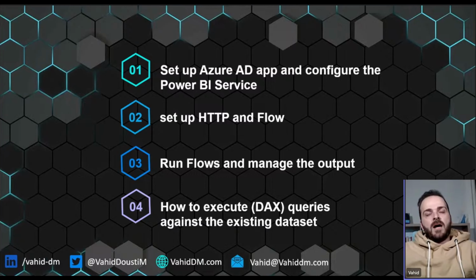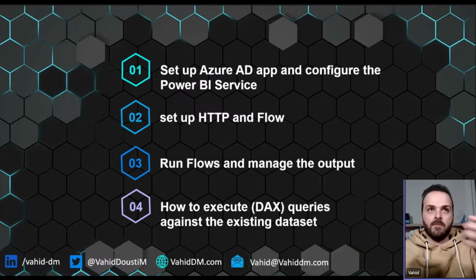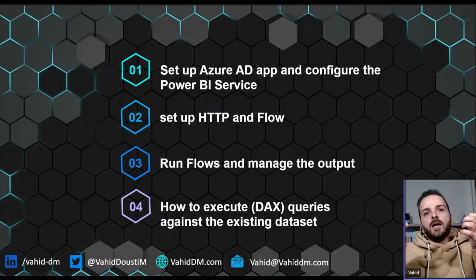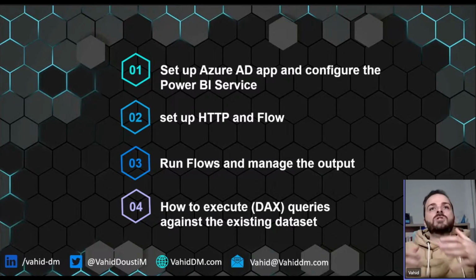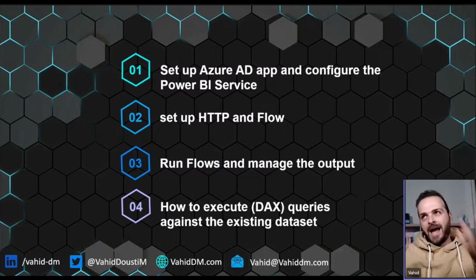Okay, so I want to show you first how we can use the Power BI API, what options that API gives us, how we can use the API and why that's important. Then I want to show you how we can run that API by using Power Automate to create a flow, run that API, and manage the output of that flow. And if we find some time at the end, I will show you how to execute DAGs.